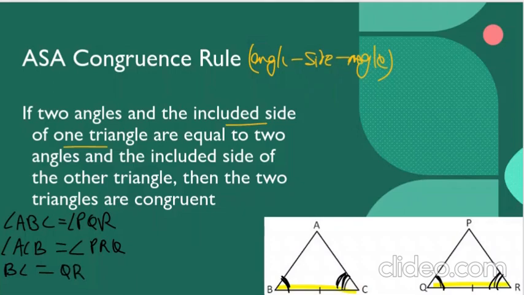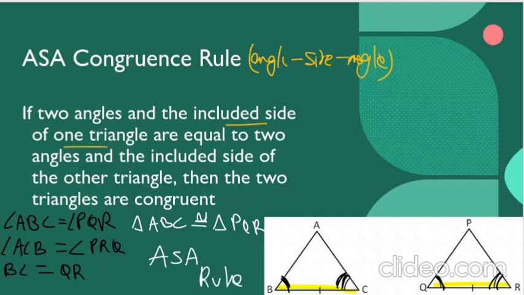Now again we got this, so again we will say the same thing. Triangle ABC is congruent to triangle PQR. Now this time by which rule? This time by ASA rule, that is the angle side angle rule.